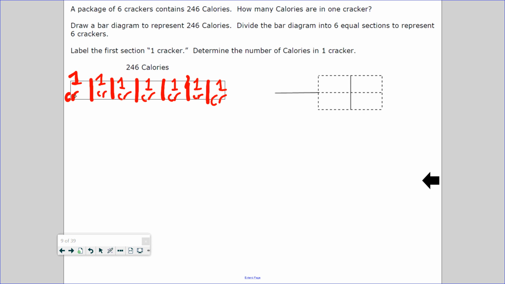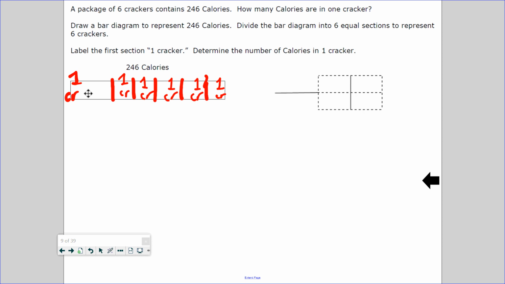Wait, stop. I actually drew way too many. 1, 2, 3, 4, 5, 6. Much better. So I kind of spaced it out a little. Well, imagine all of these are the same section, same size. I didn't do a good job, I'll be honest. All right, so how many calories are going to each cracker?